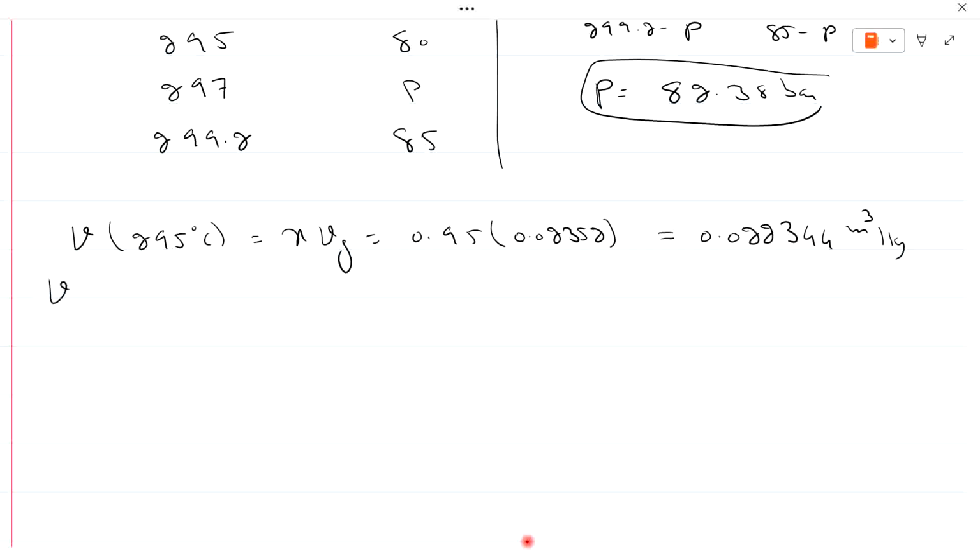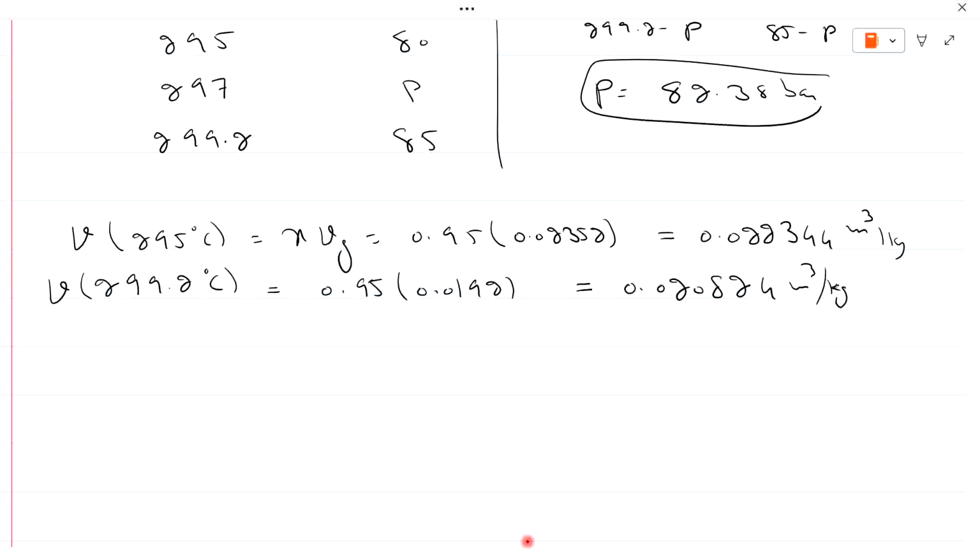Now find the specific volume at 299.2 degrees centigrade, equal to x Vg. The value of x is 0.95 and Vg at 299.2 degrees centigrade is 0.02192, which is equal to 0.020824 meter cube per kg.